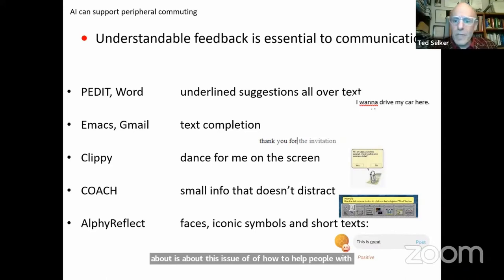So back in the beginning, a guy named George Heidorn made something called Pettit, and he underlined suggestions all over the text on IBM email systems and text editing systems, and improved people's writing. And then along came Emacs and Gmail with things like text completion. Text completion has been around since the 70s, quite frankly, but it's gotten better.